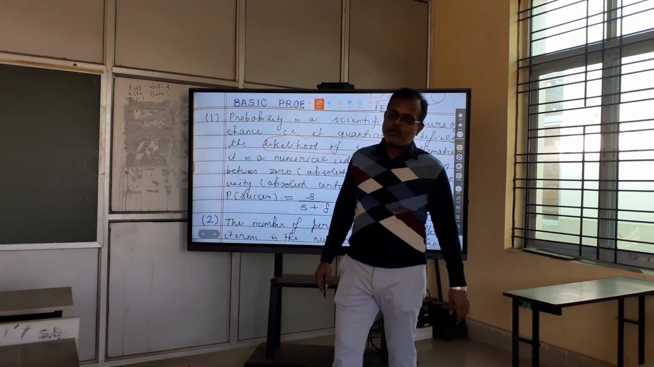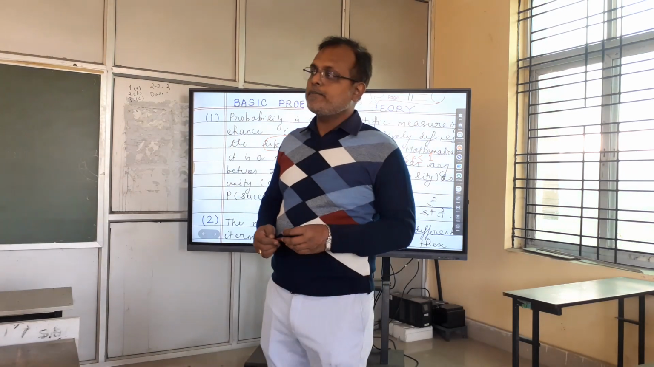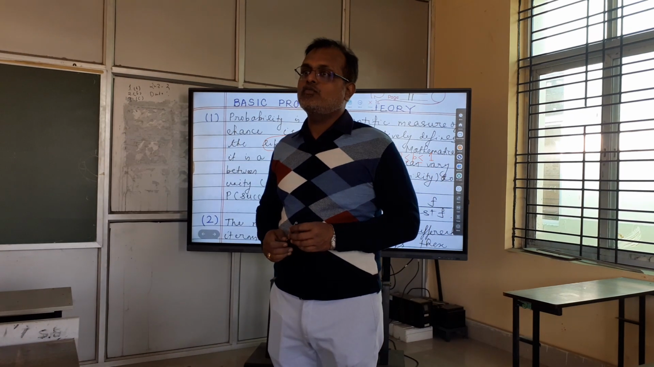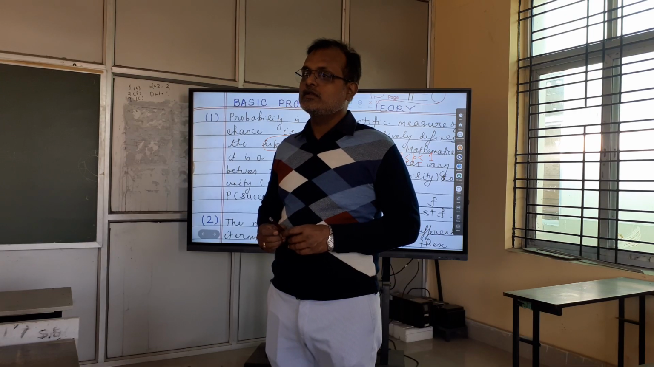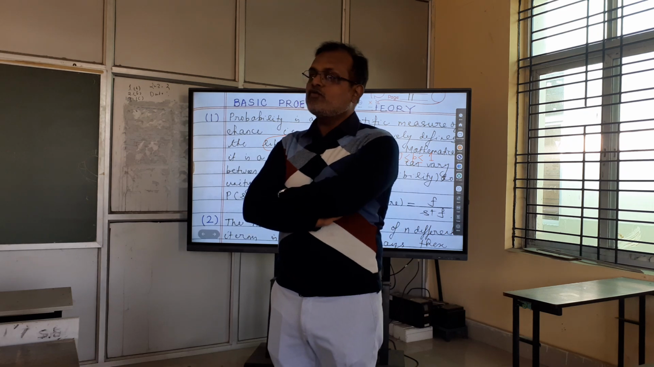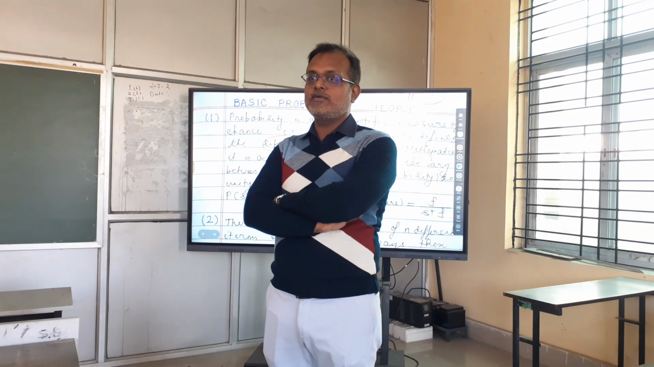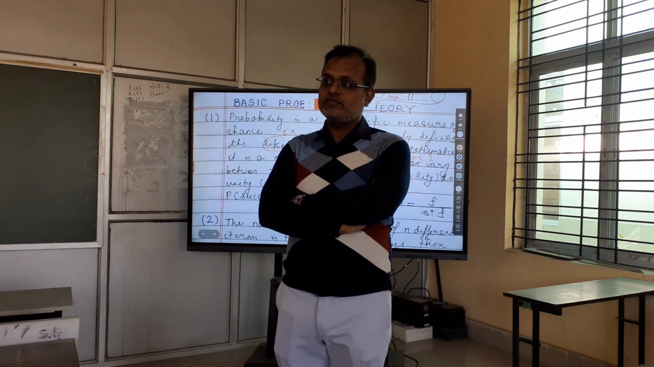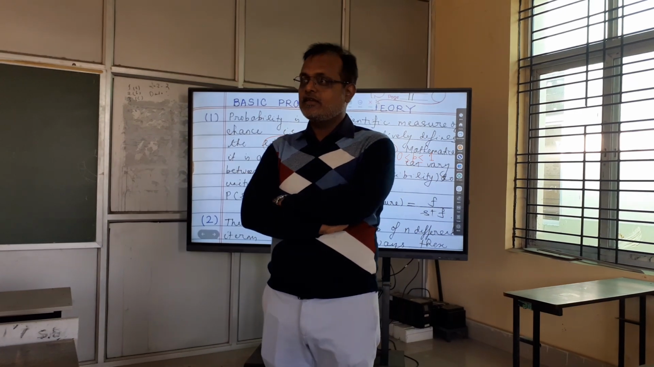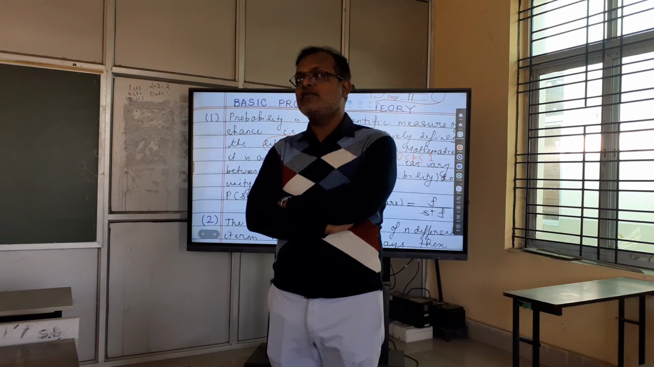Okay, probability can be 0. Can you tell me some event which has a probability of 1? Any event that has a probability of 1. 100% probability. Yes. So when a person takes birth, he will die. The probability of death of any living being is 100%.